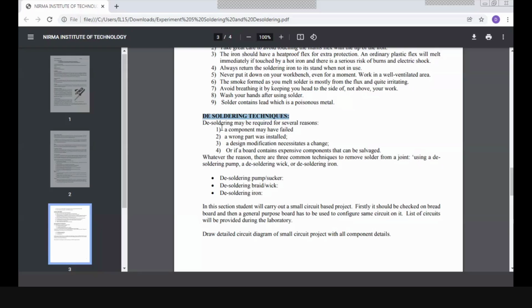Another reason is if the board contains an expensive component that can be salvaged, in that case also you need to do the desoldering, right? So whatever the reason, there are three common techniques to remove solder. First one is the desoldering pump, or sucker. Second, desoldering braid or wick. Then the desoldering iron, right? So these are some desoldering techniques.